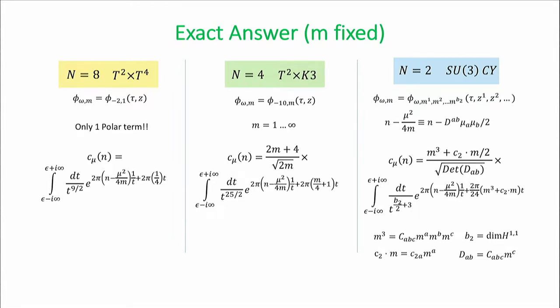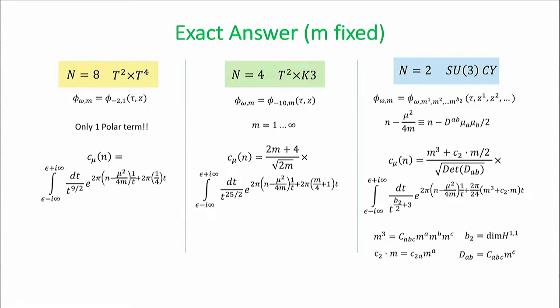For T2 times K3, this object is not exactly a Jacobi form. It's called a meromorphic Jacobi form, but I'm not going to enter into those details. You need to know mock modular theory. But the crucial thing is that while here there's only one polar term, in this theory you have arbitrary polar terms, depending on the index. The index goes from 1 to infinity. And the object you obtain after big machinery is still a Bessel function of this form. It has this number here, 25 over 2, and it has this coefficient multiplying that Bessel function.